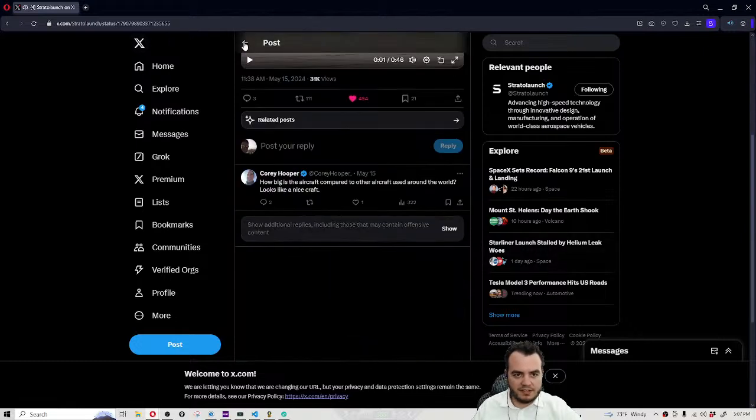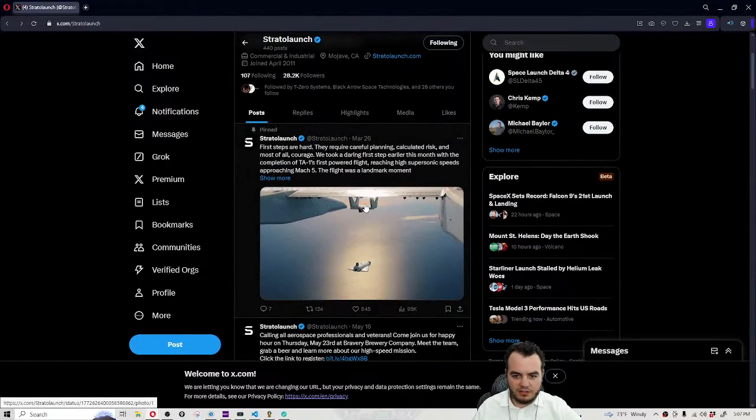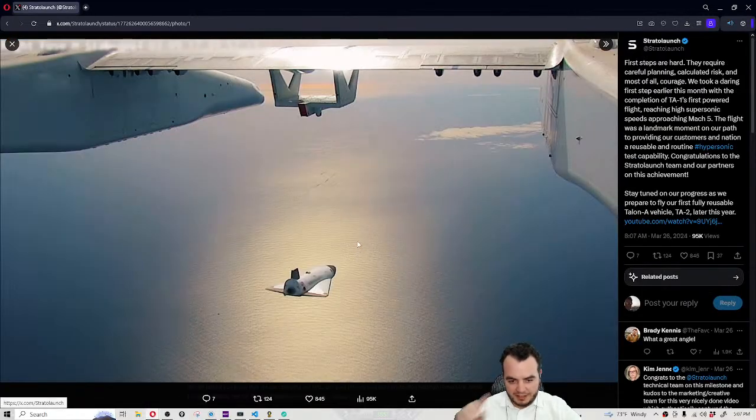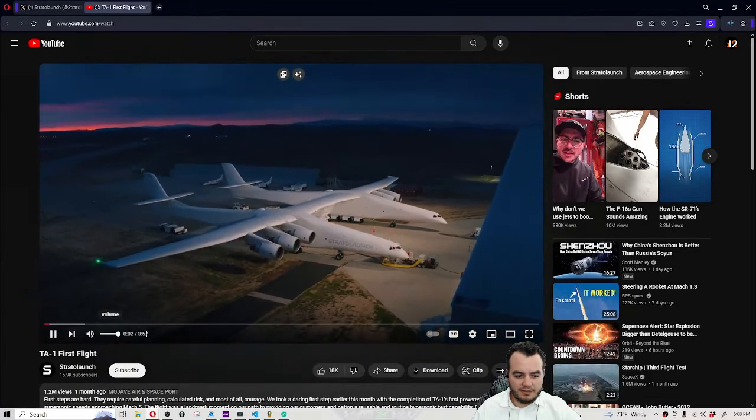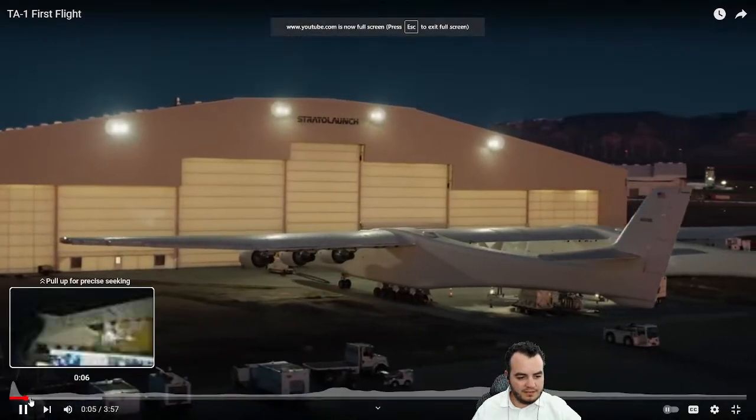Because what I want to see is, was that an actual render? It looks arguably fake, but you know, like this down here looks fake. This doesn't though. This doesn't look fake. That looks fake. We took a daring first step earlier this month with the completion of TA-1's first powered flight, reaching high supersonic speeds, approaching Mach 5. The flight was a landmark moment on our path to providing our customers and nation a reusable and routine hypersonic test capability. I guess not then. I have not seen this. This is a new era.